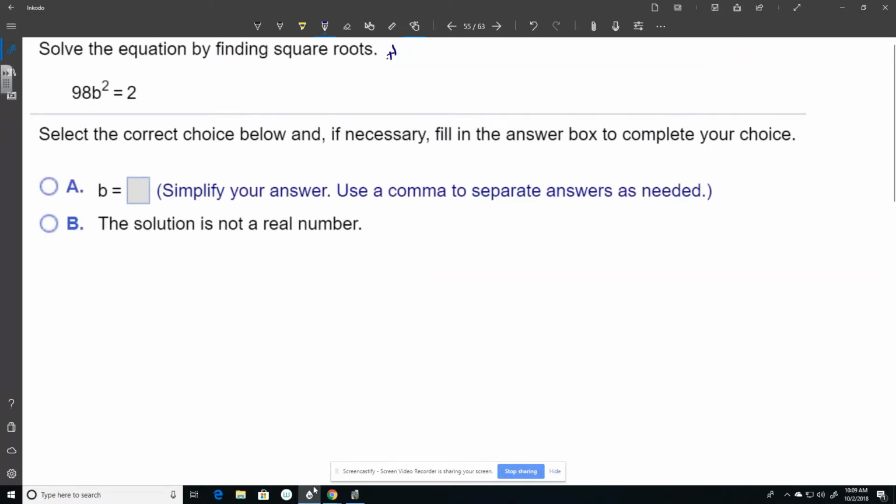All right, number 12. Solve the equation by finding square roots. 98b squared equals 2. All we have to do is solve for b. Because there's no b term, I just do my railroad tracks. I'm going to divide by 98. I'm going to divide by 98. So b squared, if you simplify this, that becomes 1 over 49. And then if I take the square root of both sides, b equals 1/7.